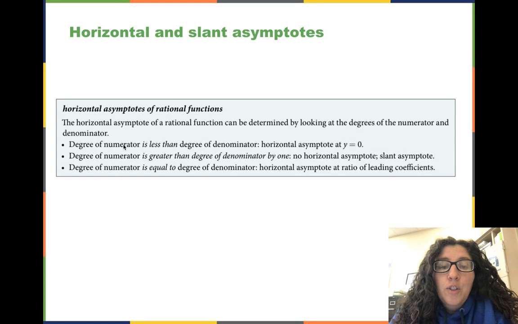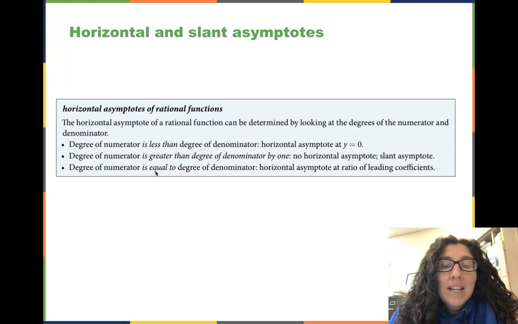If the degree of the numerator is less than the degree of the denominator, you have a horizontal asymptote at the x-axis. If the degree of the numerator is greater than the degree of the denominator by 1, no horizontal asymptote, okay? And you have a slant asymptote. We'll talk about what that is in just a minute.